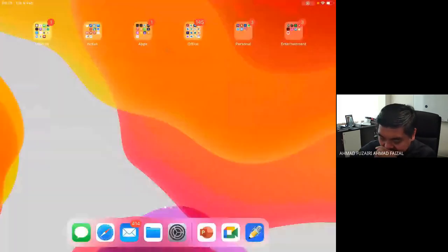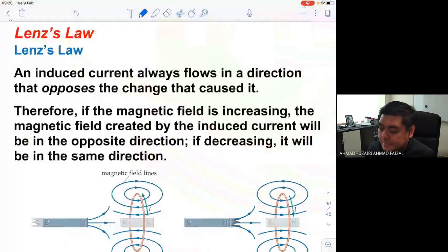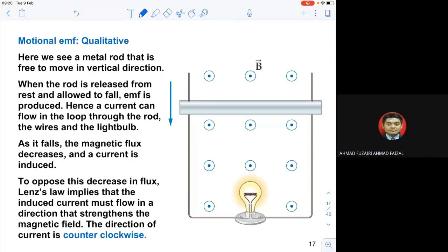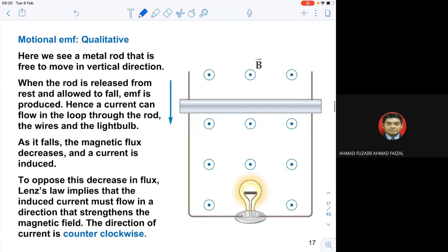So that will be the Lenz law. Okay. And then we go to the motional EMF. Okay, motional EMF. So here we see a metal rod that is free to move in the vertical direction here. Okay, this is the metal rod.